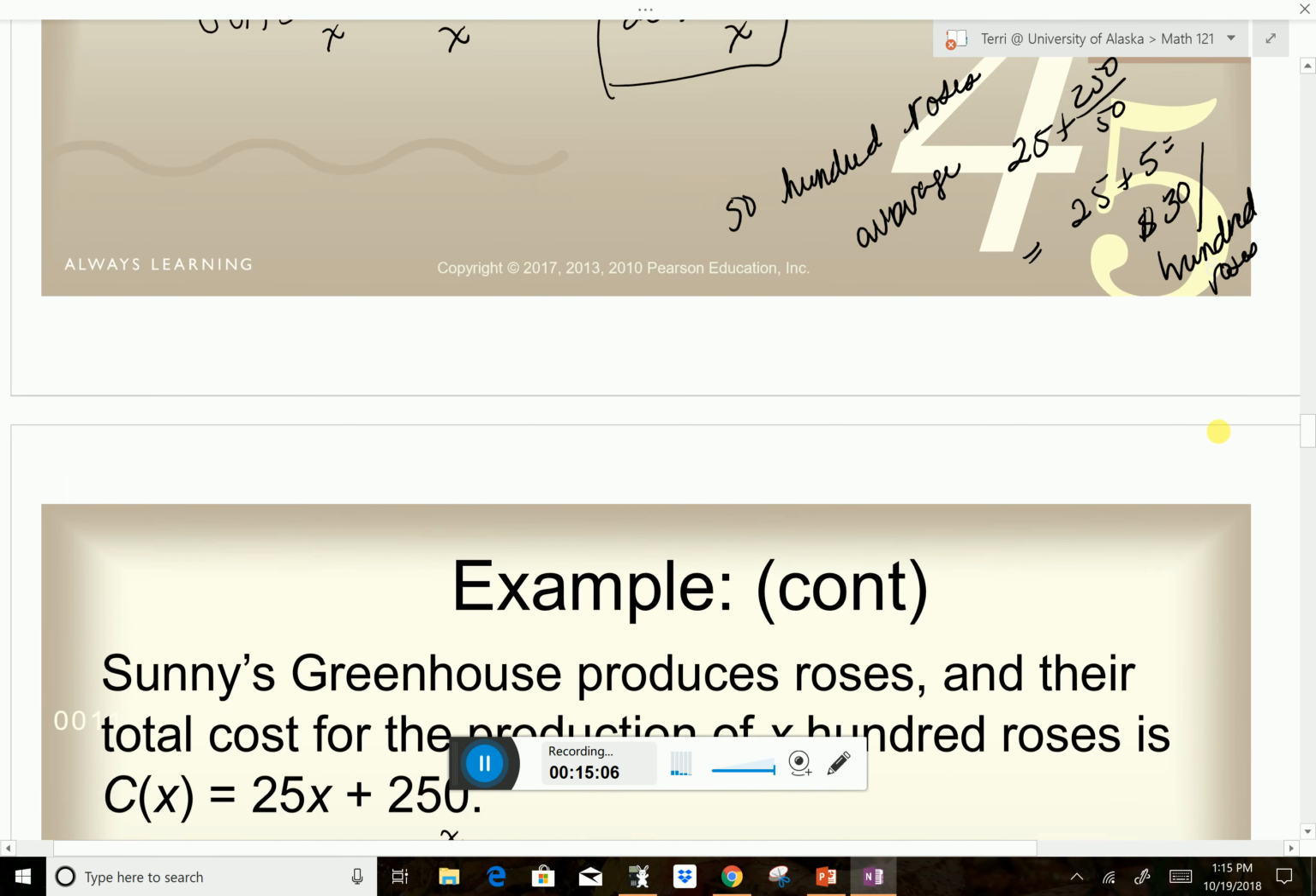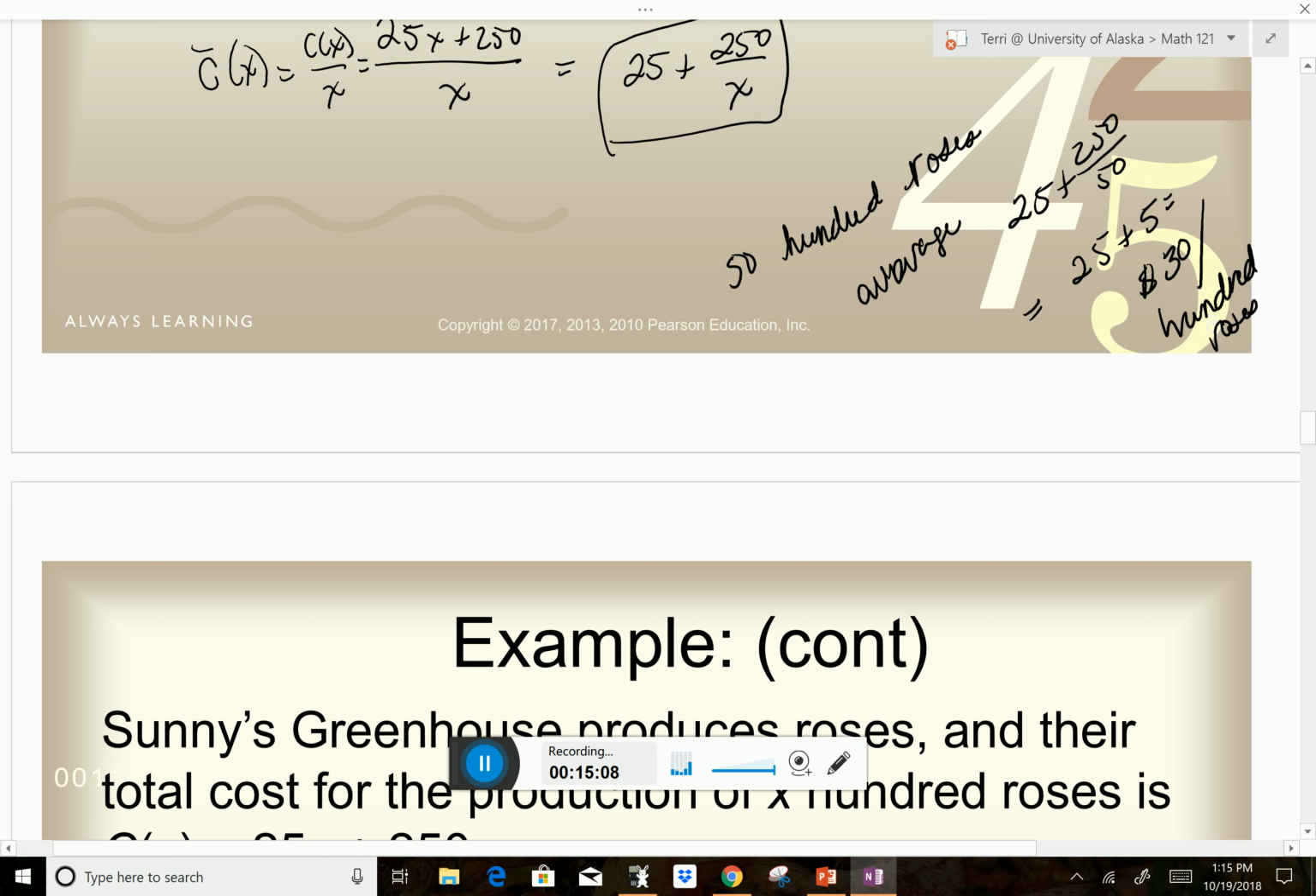Of course this is going to change, because if they were to sell, let's say, 100 hundred roses, their average cost is actually going to drop, because think about it, their fixed cost is getting split among more roses, and therefore that average cost is going down as they make more.